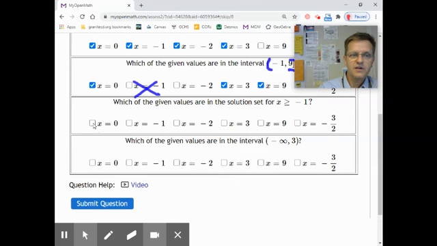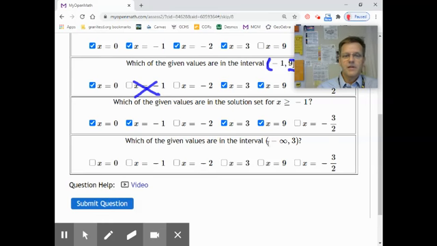This one says, which ones are larger than or equal to negative 1? Is 0 larger than negative 1? It is. This one's included because it's or equal to negative 1. Negative 2? Nope, too small. 3 is larger than negative 1. 9 is larger than negative 1. And that's smaller than negative 1 because it's negative 1.5.